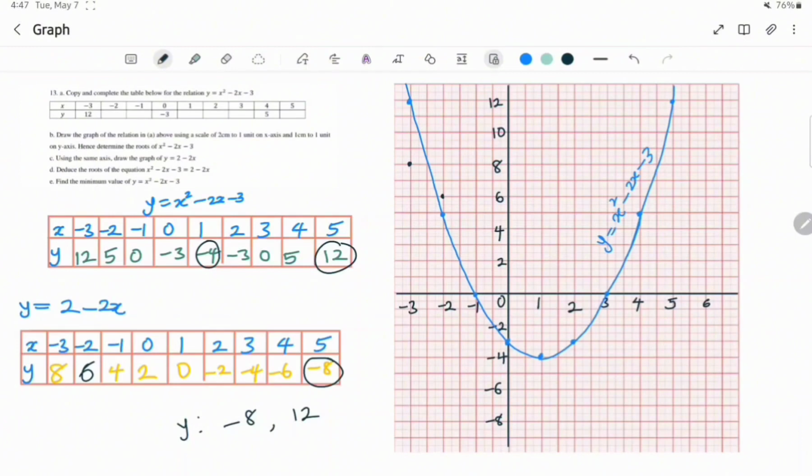When x is negative 1, y is 4. This is the point where x is negative 1 and y is 4. When x is 0, y is 2. Okay, this is 2 right here. When x is 1, y is 0. Okay, this is it right here. When x is 2, y is negative 2. This is negative 2 for y and 2 for x. When x is 3, y is negative 4. This is the point of intersection of that.